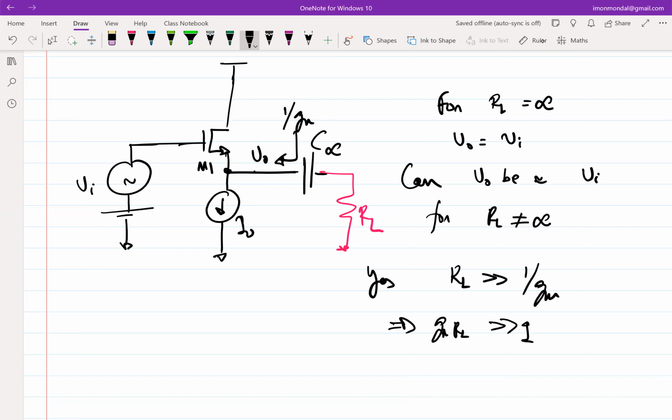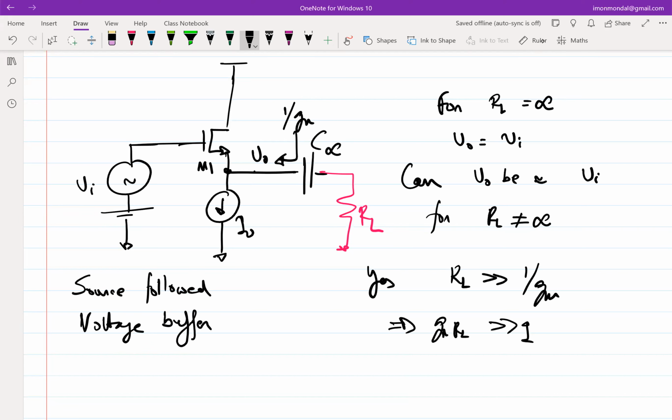Now essentially you are not loading RL with VS directly, right? So there is isolation between the input and the output is following the input for a range of values of RL, right? So this is essentially a voltage buffer. We call this architecture using several names. One is obviously source follower that we talked about earlier. The second is voltage buffer.